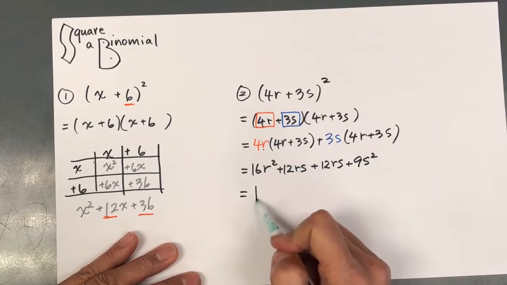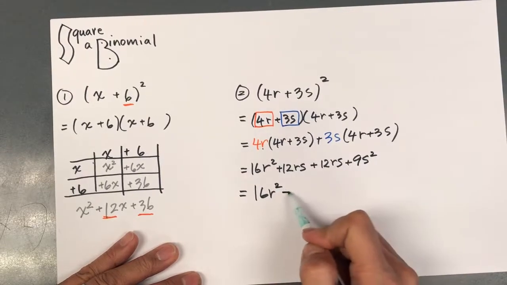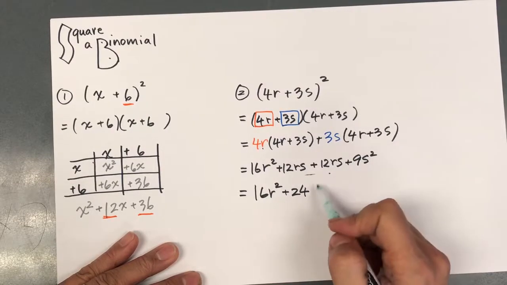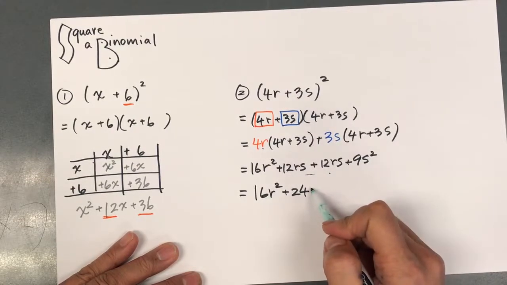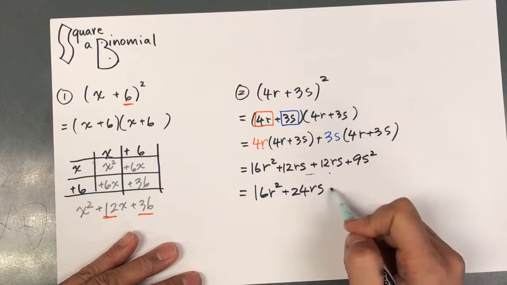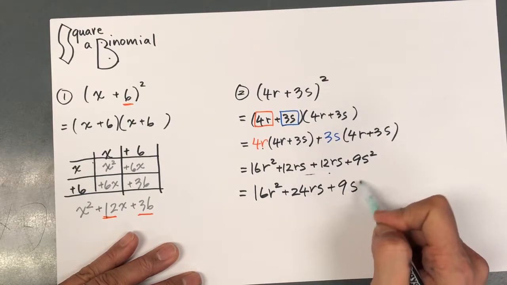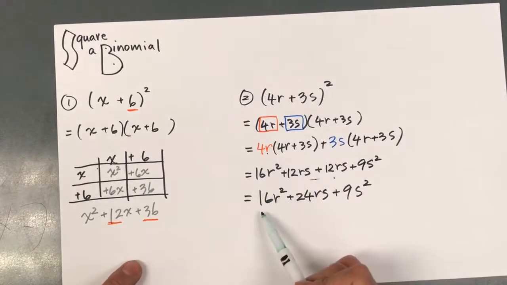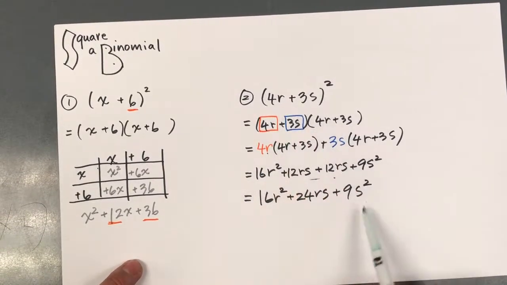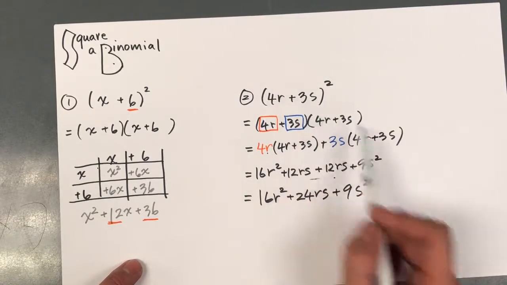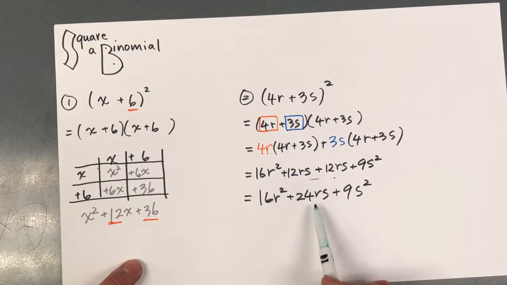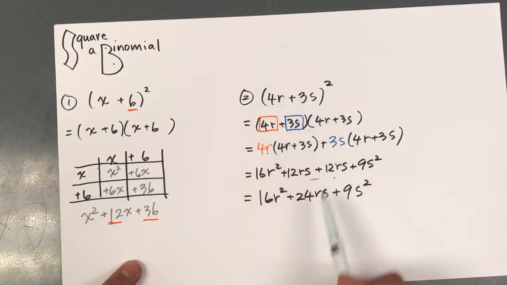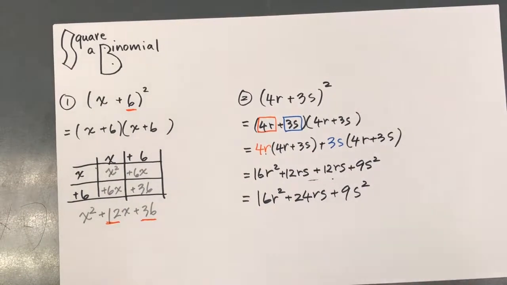Now combine like terms. 24rs because you have 12rs and you have another 12rs. And then we have 9s squared. So if you realize that this is the square of this, this is the square of this, and then this middle term is twice the product: you multiply these two first, so that's 12rs, and then double it, you get 24rs in the shorthand.